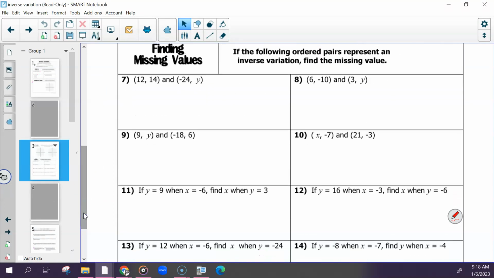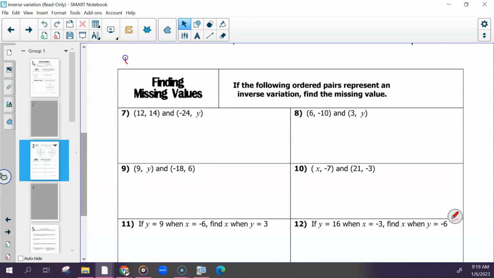Okay, we're going to rewrite our two equations from before on here. Y equals k over x, and k equals y times x. The process is really the same. Find your k, put in what's missing, or find your equation, put in what's missing, and then solve. It's just how we actually solve is going to be a little different.